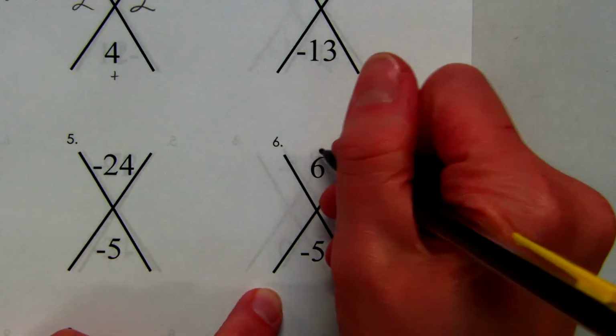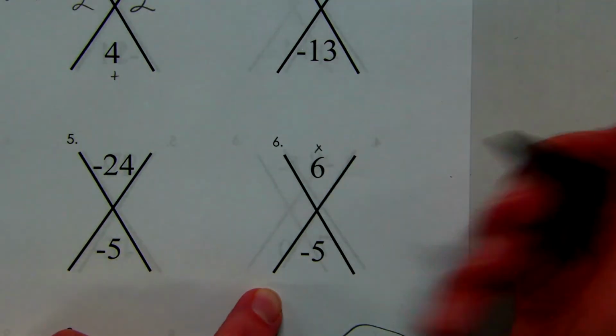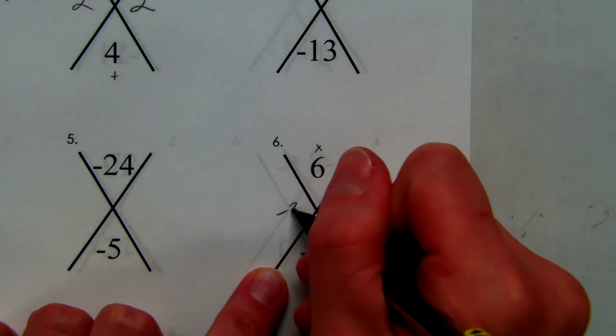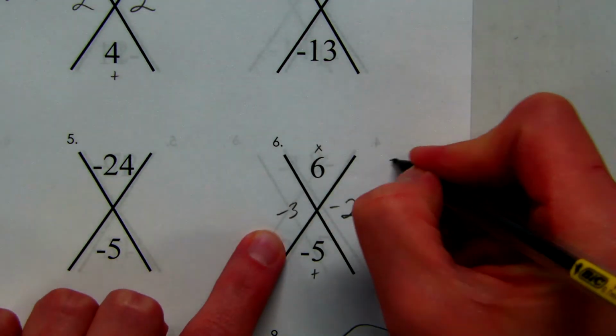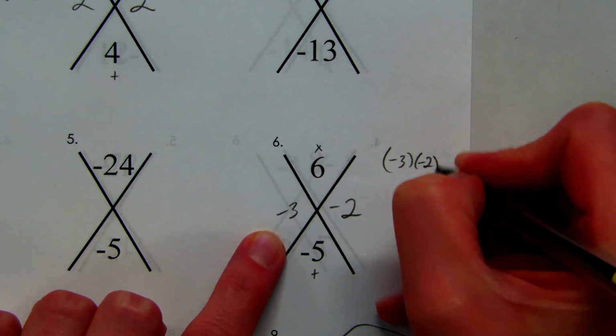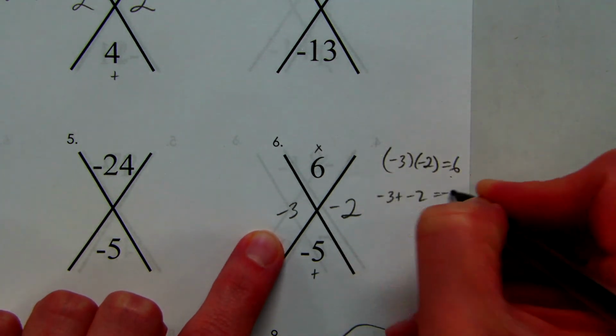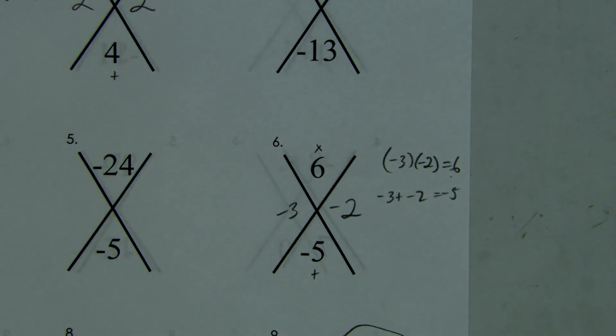Let's do number 6. So we're multiplying to get 6, and we're adding to get negative 5. So negative 3 and negative 2 would work, because negative 3 times negative 2 is 6, and negative 3 plus negative 2 is negative 5. So I think those are fairly easy.